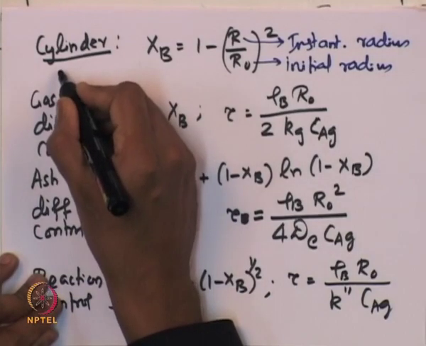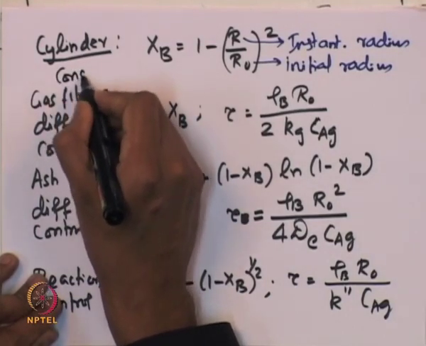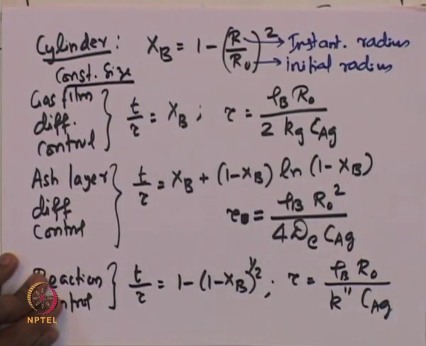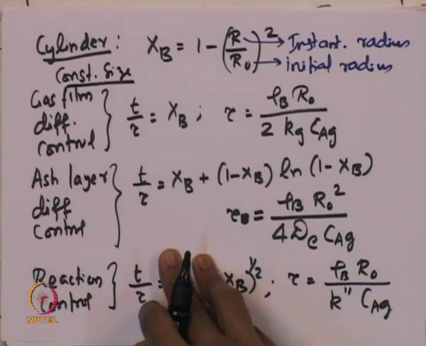So, all these are basically for a constant size system. And similar expressions can be worked out for varying size as well. We so far looked at the cases where the overall reaction is controlled by one of these three resistances, that is either the diffusion through the gas film or the diffusion through the ash layer in the case of constant particle size, or if it's reaction controlled.